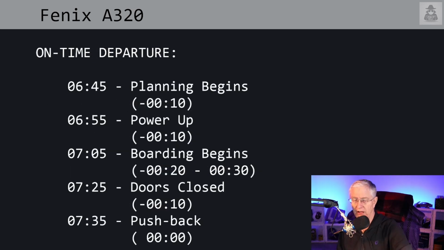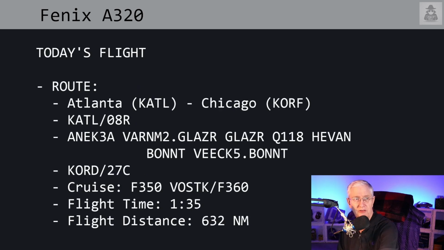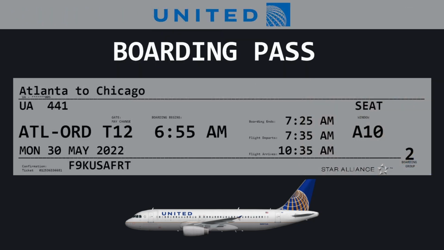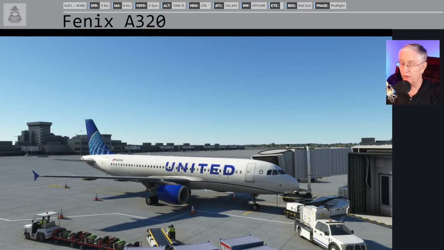I'm going to be talking about the on-time departure as we go along, but this is our flight plan for today. 8 right, 27 center. Those are the runways we're going to be doing. There's a step climb in the middle of this at Vostok, where we'll start off at flight level 350 and then go to 360 as we move on. Weather for the flight today, it looks like it's going to be really nice all the way up to Chicago. And as far as the times, the time that we would start boarding is 6:55 a.m., which is literally about a minute away. So we really need to start moving like we've got a purpose here.